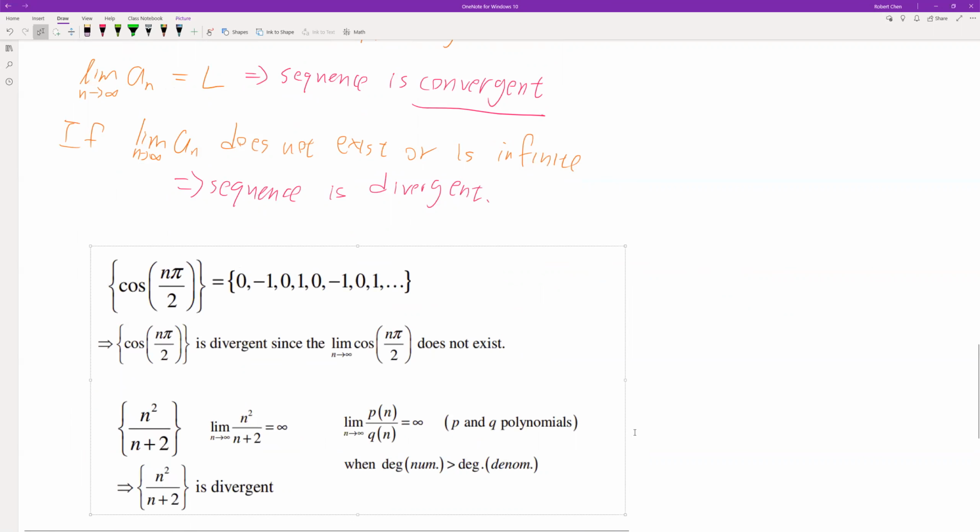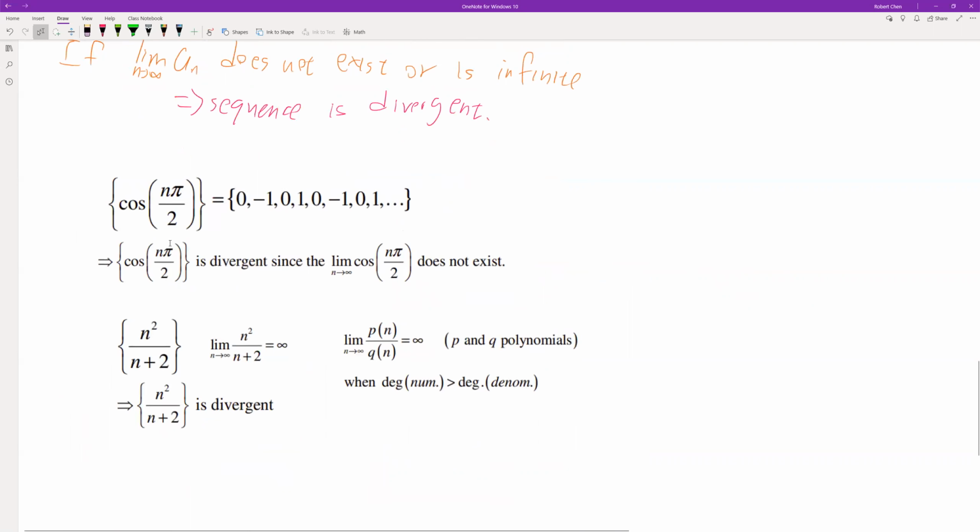Okay, so let's look at the first one. The sequence has the formula cosine of n pi over 2. Now, when you pick different n values, it just oscillates between 0, -1, 0, 1, 0, -1, 0, 1, because we know that sine and cosine graphs just go up and down, up and down. In this case, we say that the sequence is divergent because it's always oscillating. So oscillating means switching or alternating.